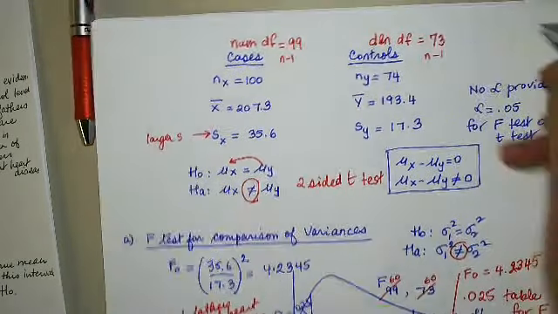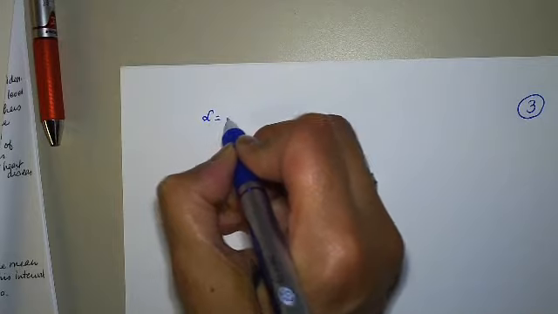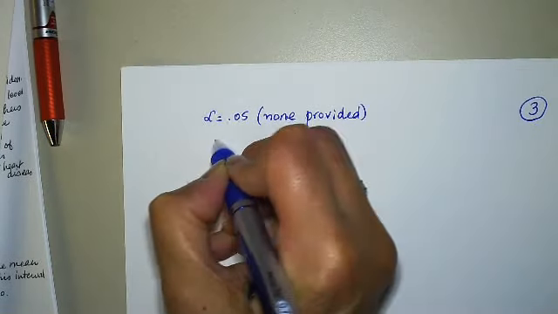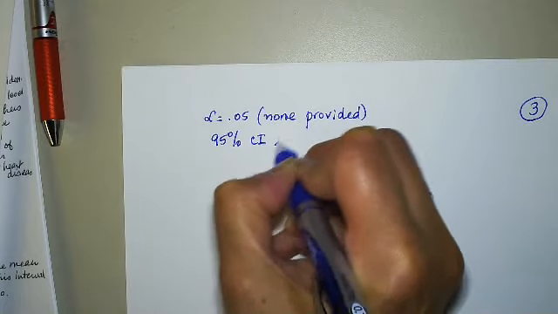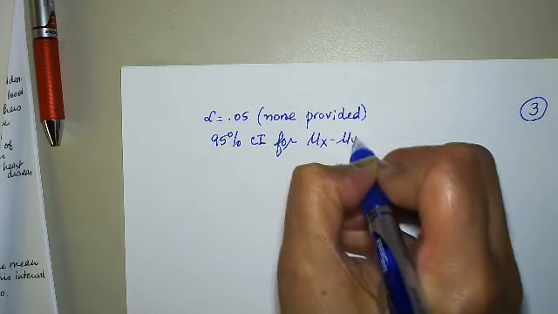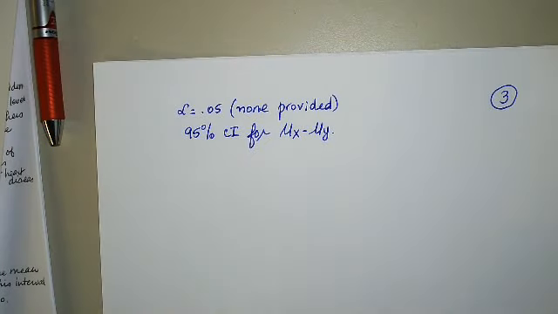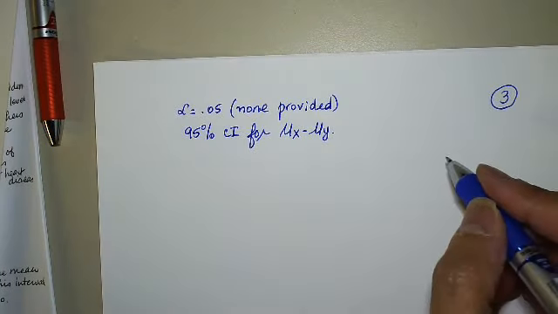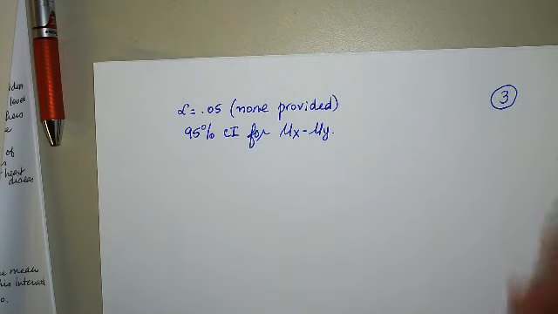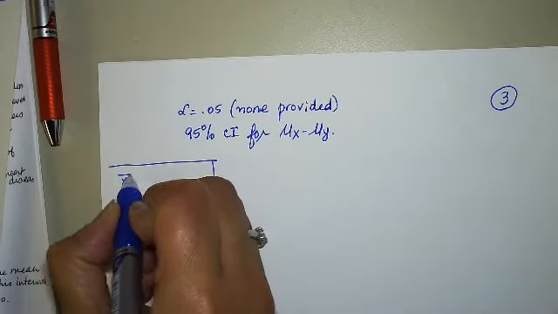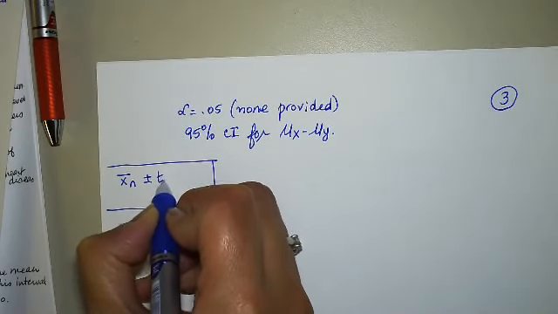How about a confidence interval for this problem? It's two-sided, so a confidence interval would be appropriate, right? Let's do it. Alpha is 0.05 because none was provided. So I'll find the 95% CI for mu x minus mu y. So let's say that I don't know the formula for this, right? Which I don't. So I'm going to create it. I'm just going to create this formula.